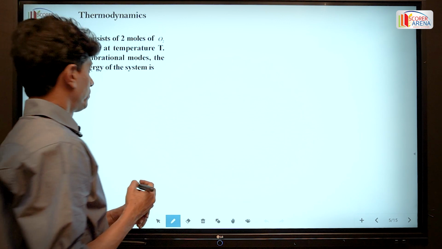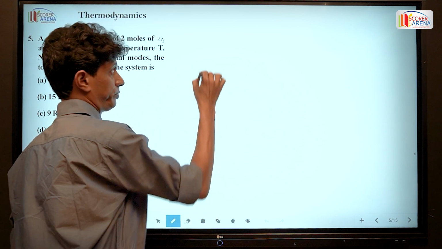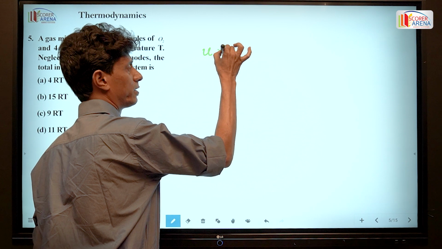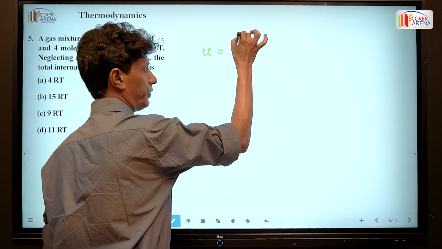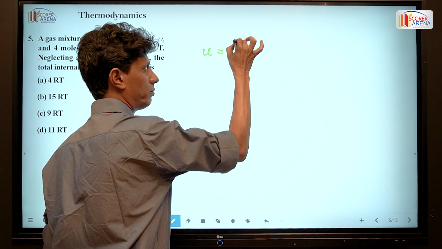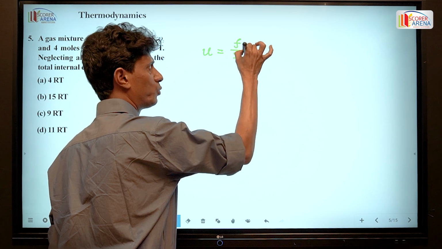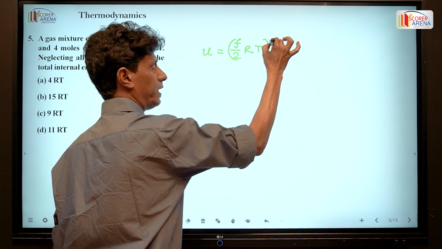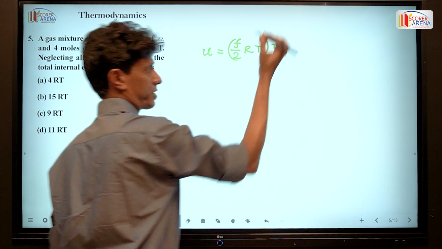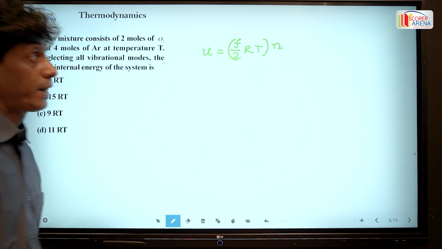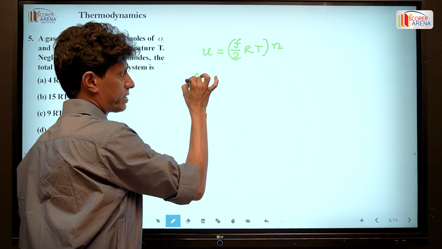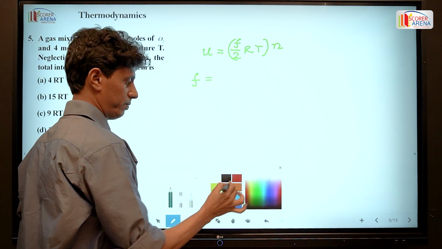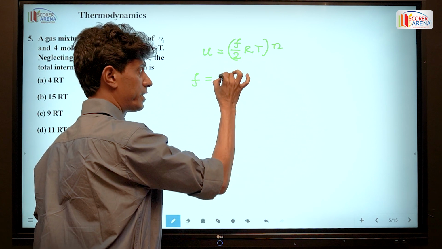Actually here, internal energy of a gas is n times F by 2 into RT, where n is the number of moles of the gas. F is degree of freedom. F is known as degree of freedom.